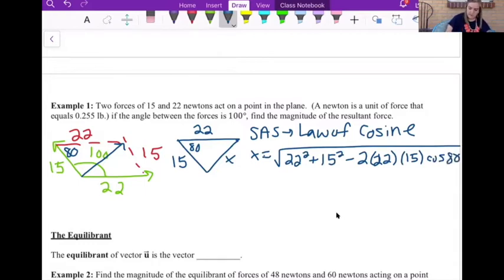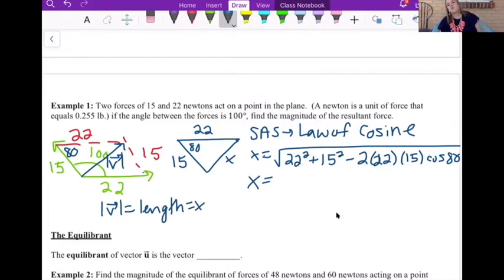And so then we type all of that into our calculator. The reason why I say that this is x is because this is our vector, and remember that the vector's magnitude is equal to the length. So that's x. So we would type all that into our calculator, and then we get that x is equal to 24 newtons.